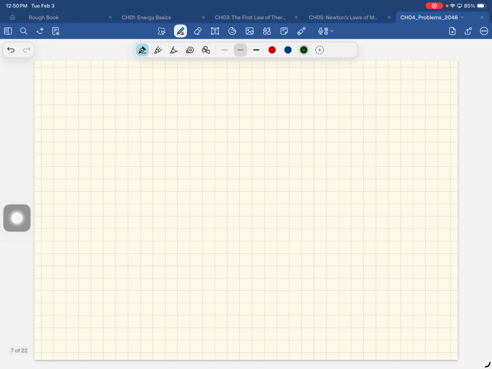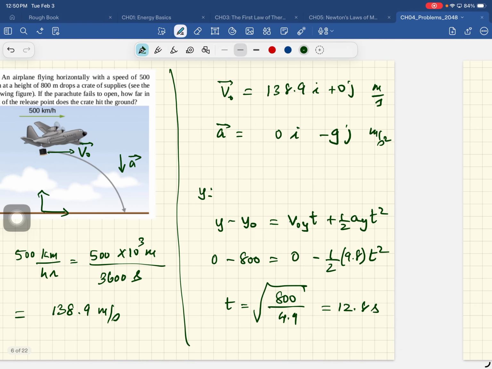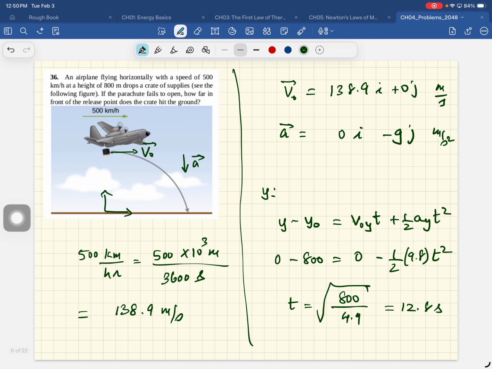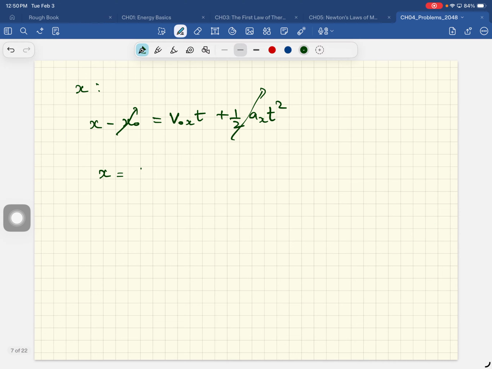All right, now that we have that, let's look at the x motion. X minus x naught equal to v naught x t plus 1/2 ax t squared. Ax is 0. This is 0. We'll want to find the final x location. The speed is 138.9 meters per second, and the time of flight is 12.8 seconds.